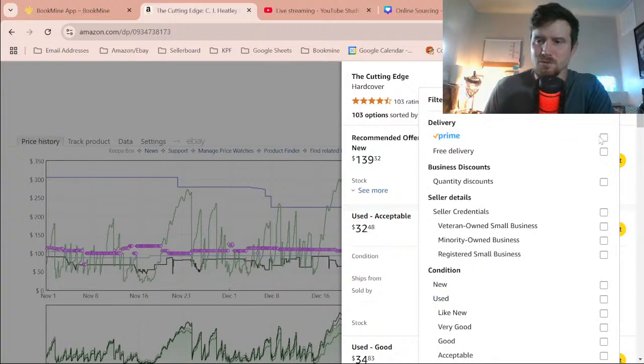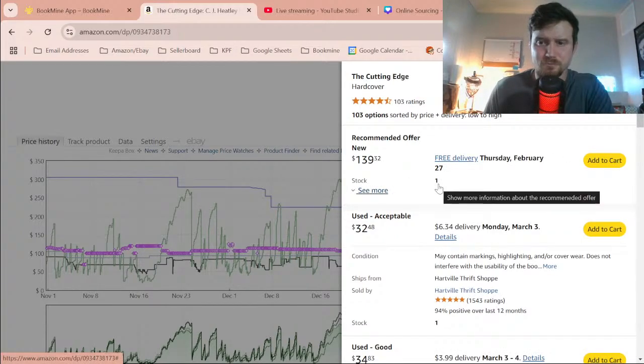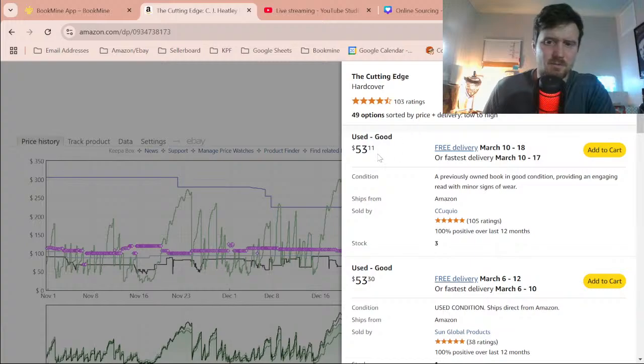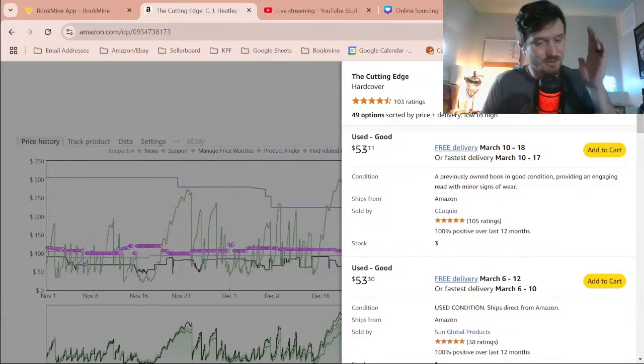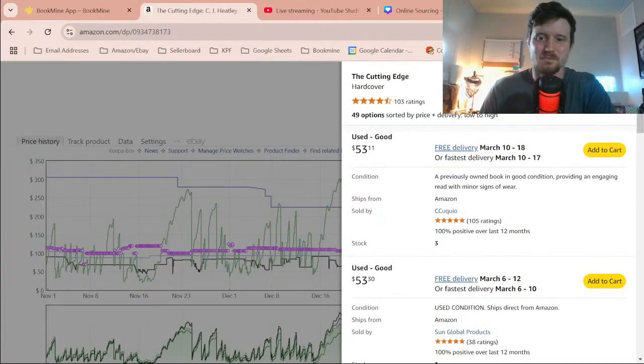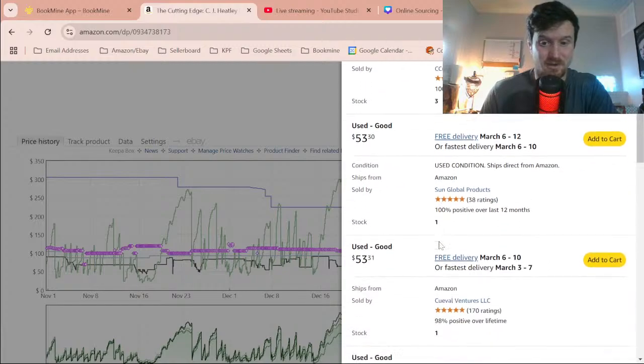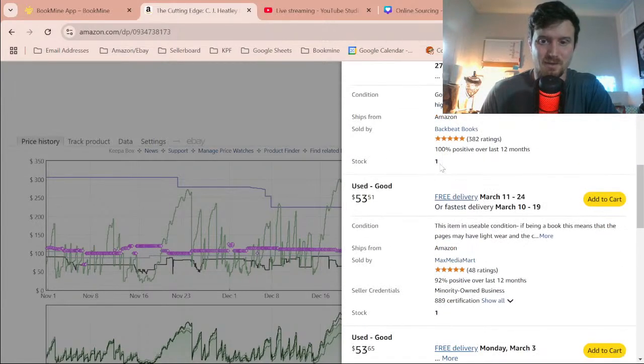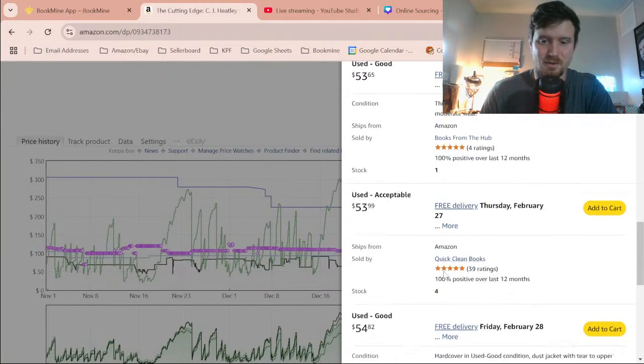And let's go up here. Let's look at what the prime offers have. So the prime offers right here, we're starting at 53. This is going to be our competition right here, especially because I bought it at good. So I'm assuming, which you shouldn't do, but I'm assuming that I'm going to get it in good condition. So this is going to be my competition right here, 53. We've got 3 of them actually right here in stock. 4, 5, 6, 7, 8.